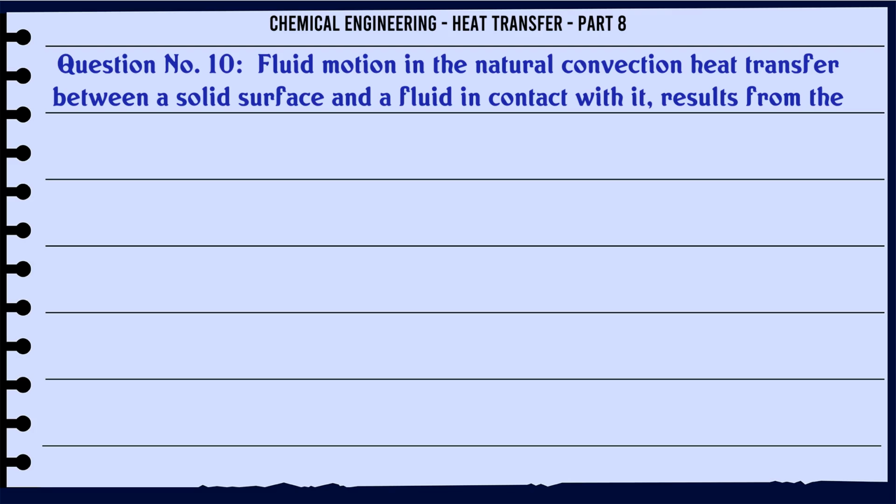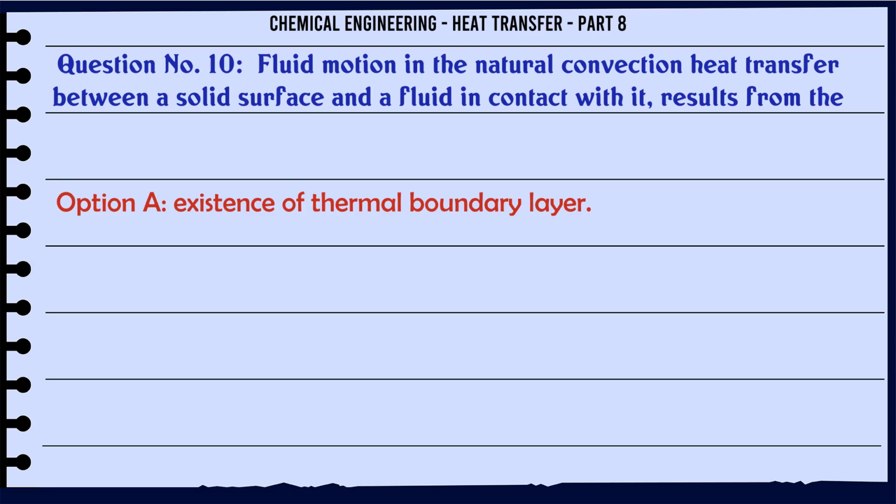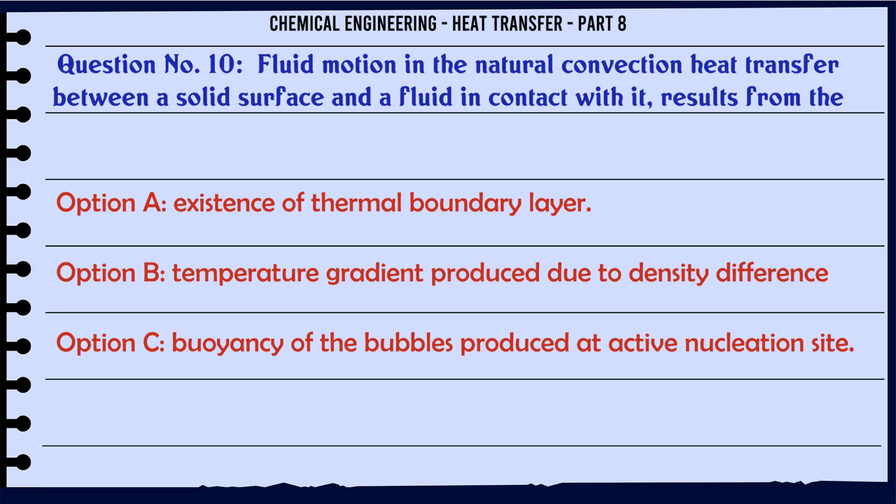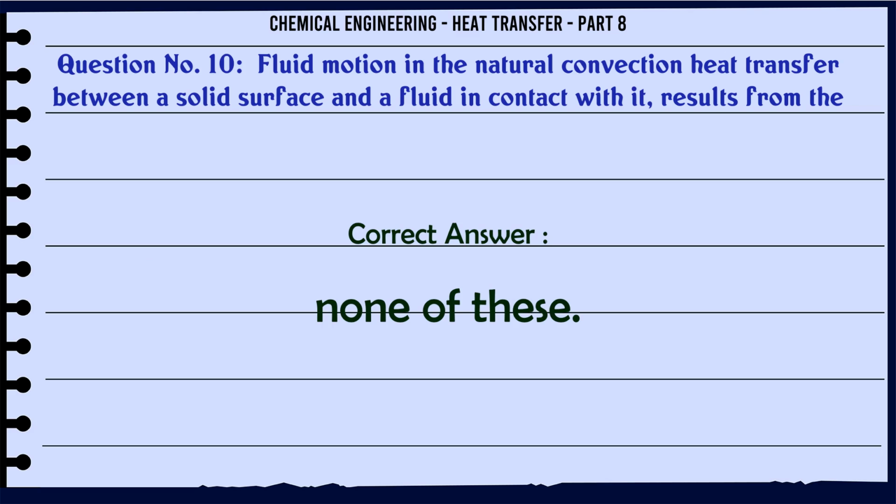Fluid motion in the natural convection heat transfer between a solid surface and a fluid in contact with it results from the A. Existence of thermal boundary layer, B. Temperature gradient produced due to density difference, C. Buoyancy of the bubbles produced at active nucleation site, D. None of these. The correct answer is none of these.